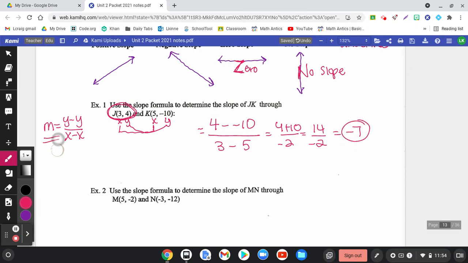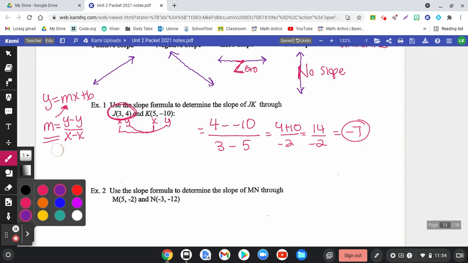And it starts with an m because remember when we're looking at the equation y equals mx plus b, the slope's found with x, which we'll get into in the next lesson, but that's why it starts with an m. Now, you may have learned to start with the second point, and that's fine. So if you did it the other way, y minus y would have been negative 10 minus 4.